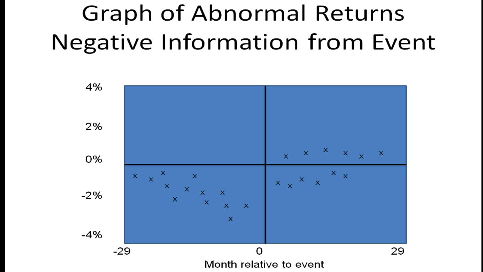You can also have a case where the announcement is negative. We're expecting bad news, and you can see these are all negative abnormal returns. So we've estimated in a different time period, and then we're looking, let's say, 30 days, 29 days before the event, and we see lots of negative abnormal returns. And again, once the announcement is made, it goes back to being sort of random around 0. Sometimes a little above, sometimes a little below.